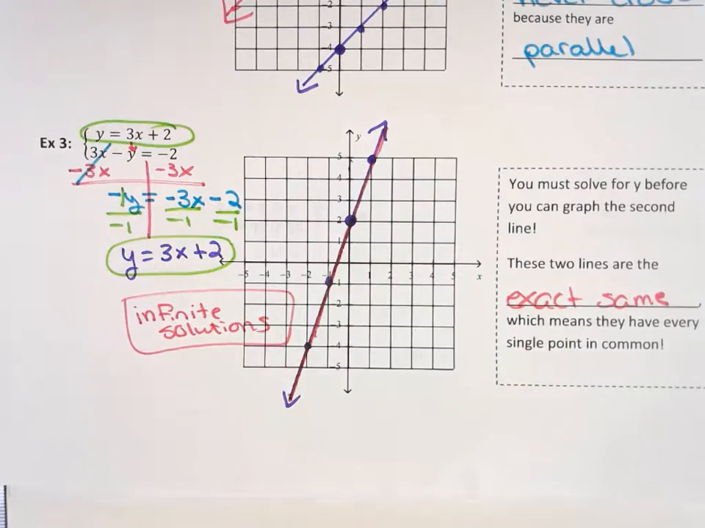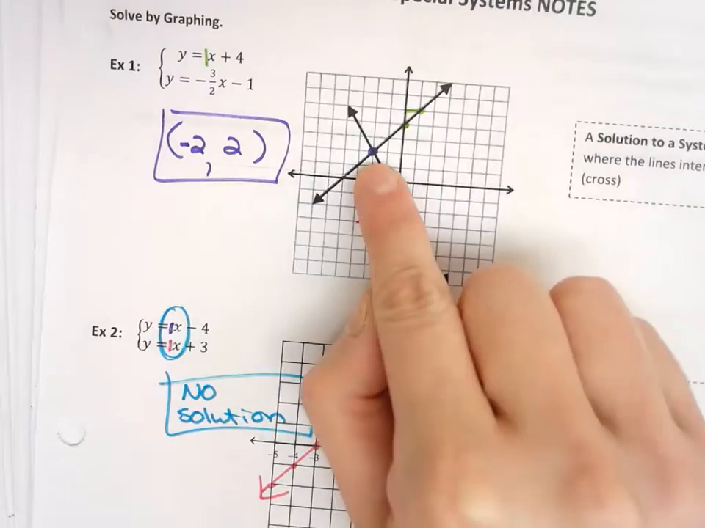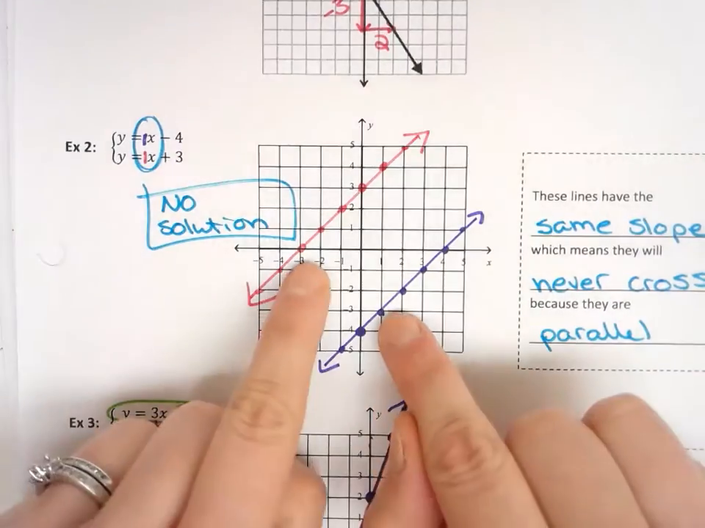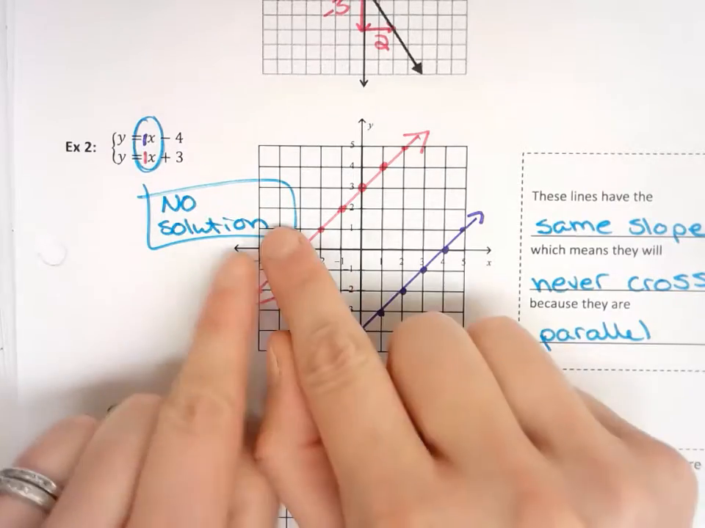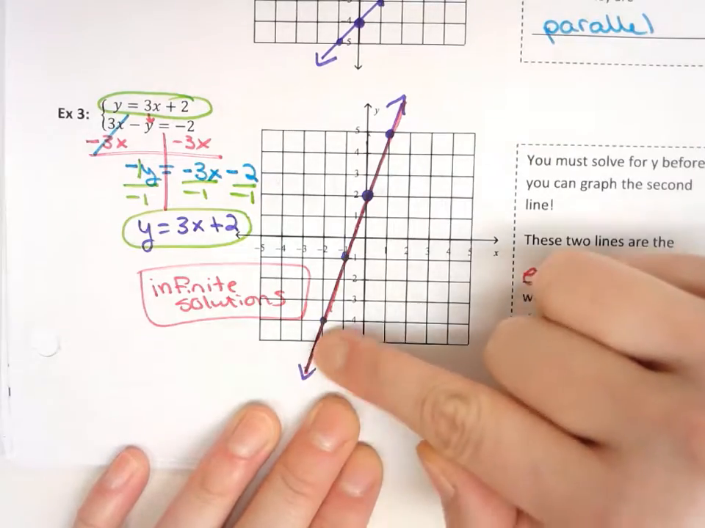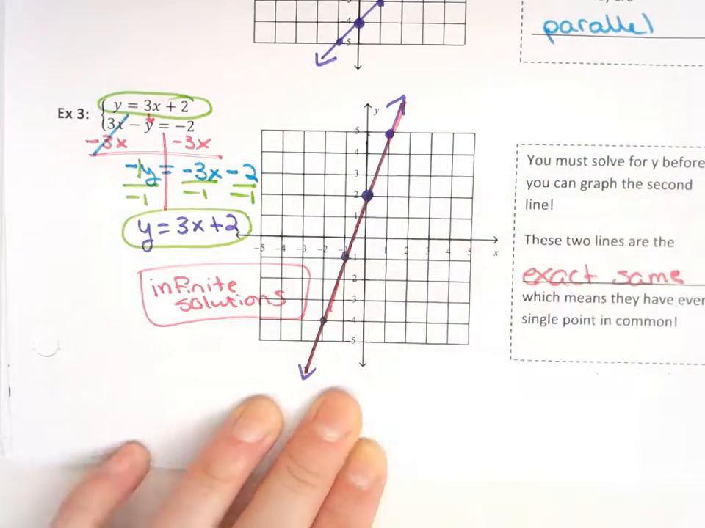Okay. So just to recap that for you, whenever you are solving systems, you could have 3 possible answers. If your lines actually cross, your solution is just the point where they cross. If they're parallel, they're never going to cross. You have no solution. But if it actually is the same line completely just overlapping itself, you have infinite solutions.